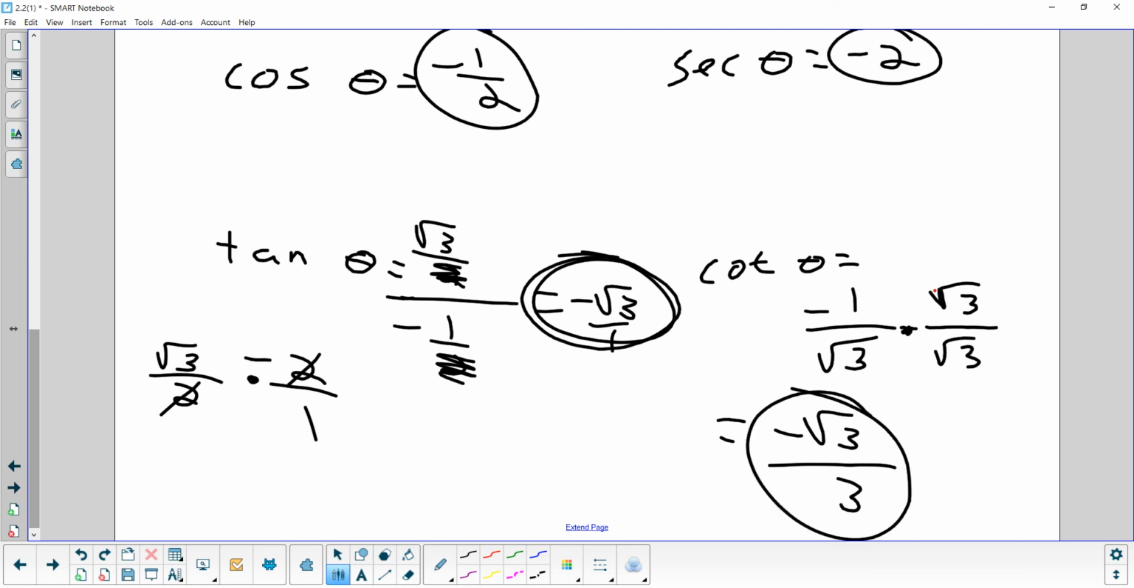Now, we said last week, if you've got the same number in the top and the bottom, you can cancel it. Can I cross the 3's out in that case? No. That 3 is under a square root. So don't ever try to cancel that out. You can't do that.